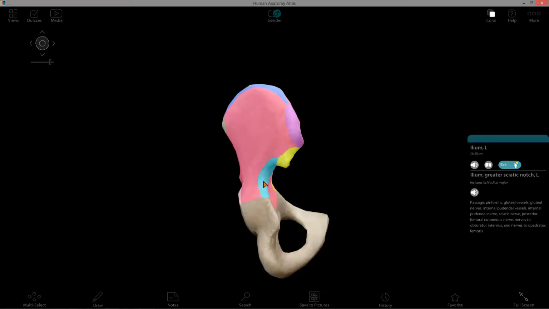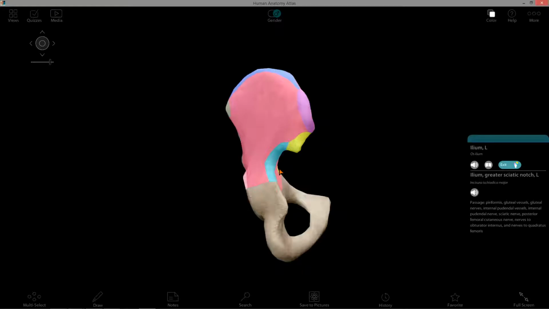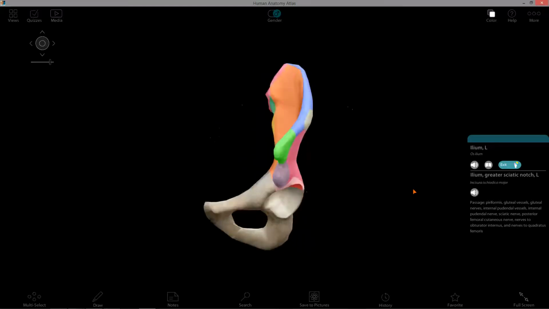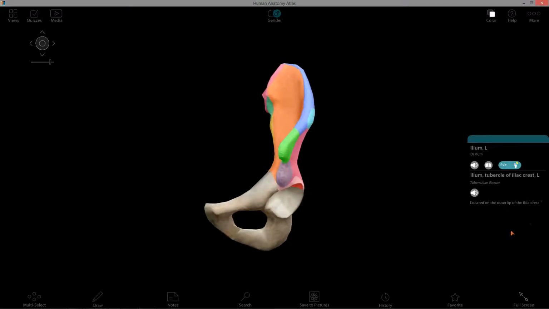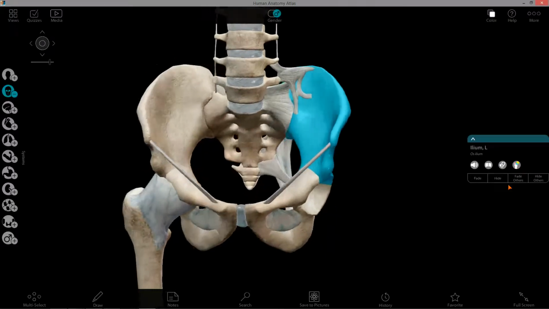Okay, there's also the greater sciatic notch formed at the ilium, and then the lesser sciatic notch is formed at the ischium. But the greater sciatic notch is going to be important when later in the lab I'm talking about the greater sciatic foramen. So that is everything with the ilium.